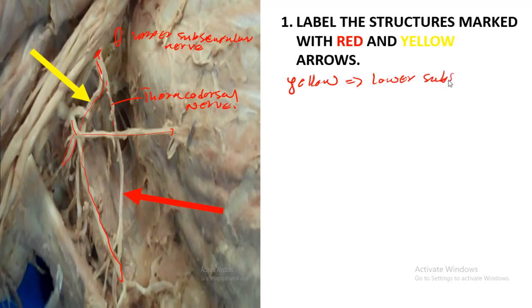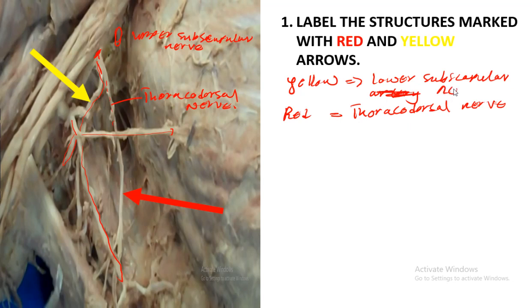Lower subscapular nerve. Then the red one is just the thoracodorsal nerve. So this is just the thoracodorsal nerve, and that one is not an artery, sorry, that's a nerve.